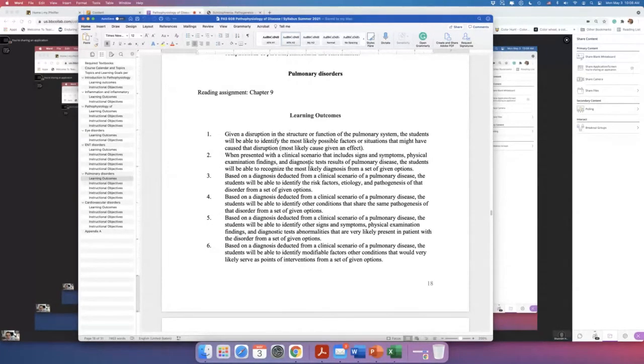Also, you can have a clinical scenario exactly the same with pulmonary disease in this case, and the students simply have to select the most likely diagnosis. This is a very classic question in medicine.